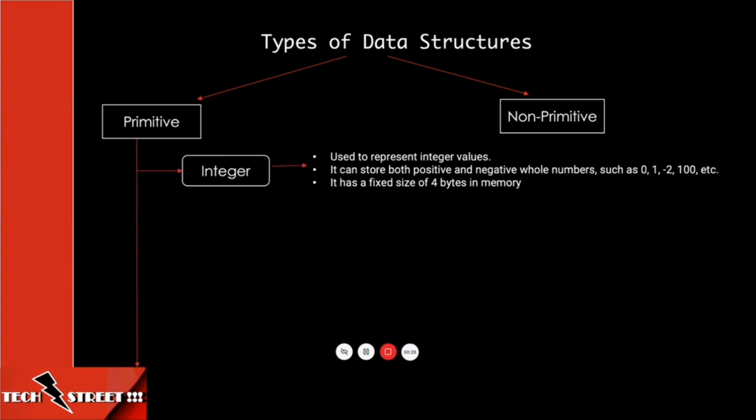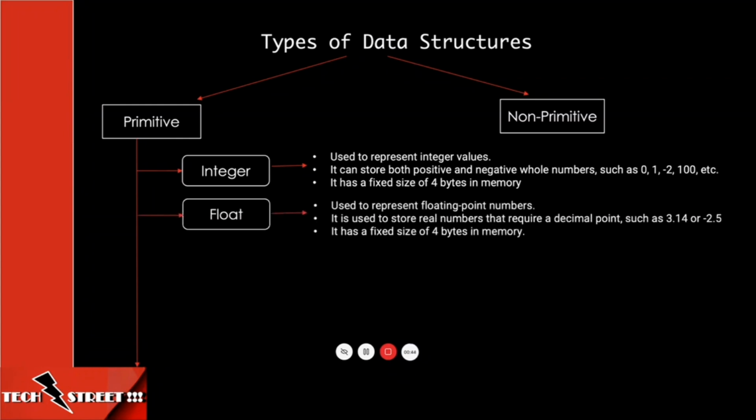The first one is integer. It is used to represent integer values, which can store both positive and negative whole numbers like 0, 1, -2, and so on. It has a fixed size of 4 bytes in memory. And the next one is float. It is used to represent floating point numbers, which store real numbers that require a decimal point, like pi, which is 3.14, or -2.5, and so on. It has a fixed size of 4 bytes in memory.